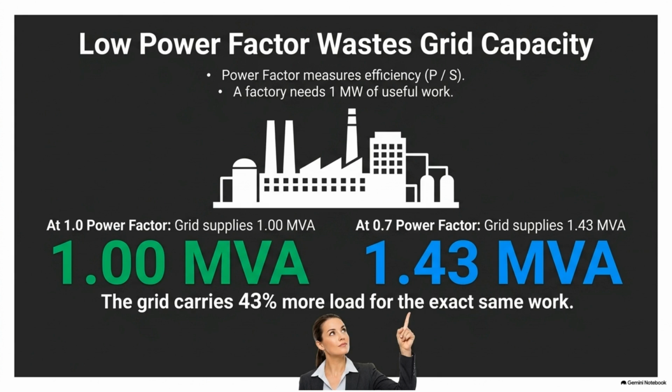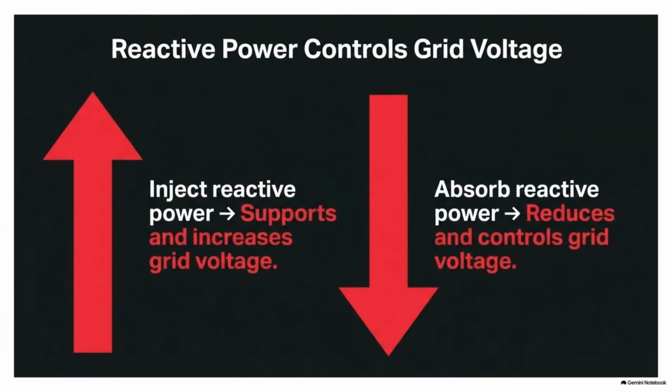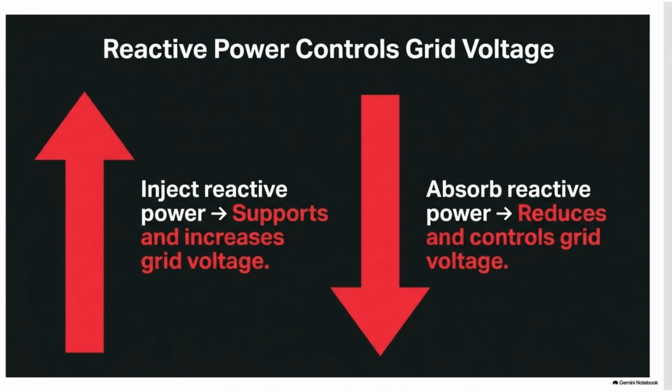As this example shows, a lower power factor requires the grid to carry significantly more load to perform the same amount of work. Reactive power is a key tool for controlling grid voltage. Injecting it supports voltage, while absorbing it helps keep the voltage within a controlled range.